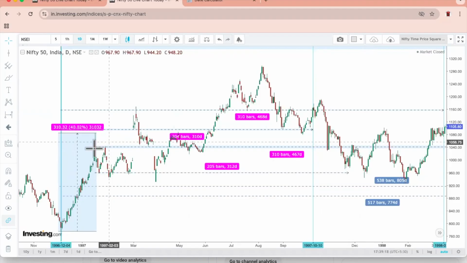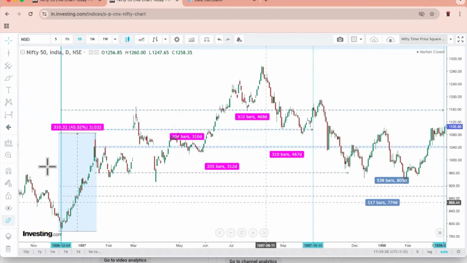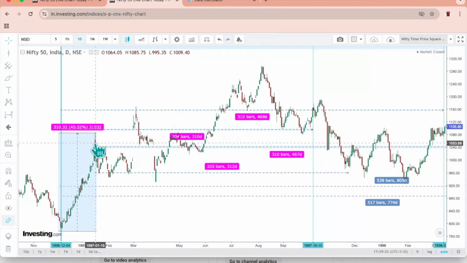And in this range, we are getting somewhere around 310 points. Now what we'll do is from this bottom, we'll try to consider 310 calendar days as well as 310 trading days. And similarly, from this top also, we'll try to consider 310 calendar days and 310 trading days, both of them.